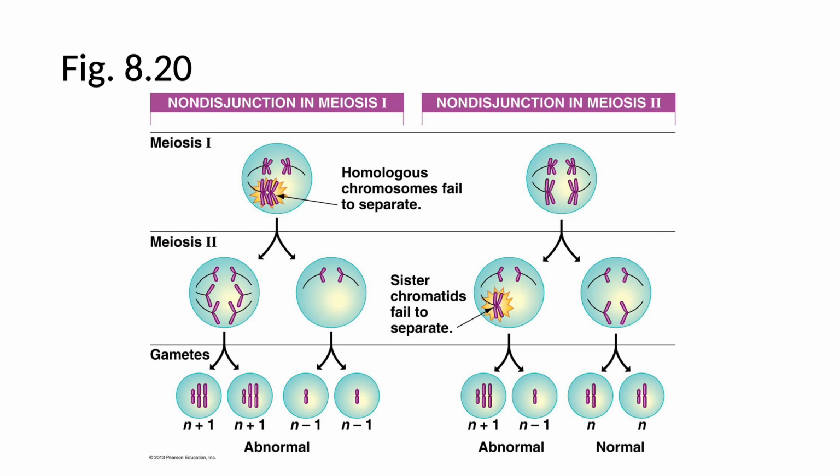In nondisjunctions, here's a picture showing you what's going on with the chromosomes. It can be that a whole homologous pair fails to separate, or it could be that sister chromatids fail to separate. Nondisjunctions can happen in mitosis, but they're just less of a problem because they don't affect every cell in the body. In meiosis, that will affect every cell in the body, and so it's a bigger deal.